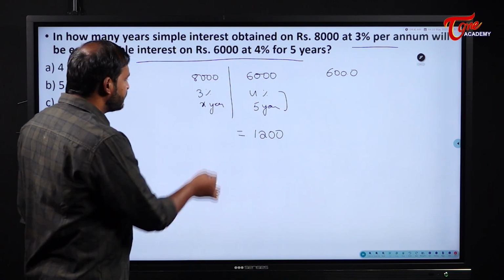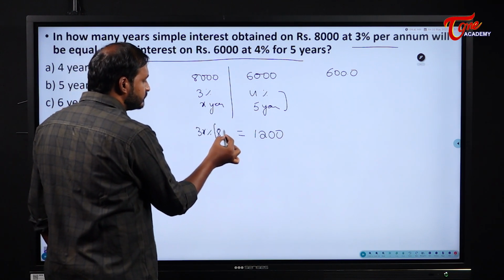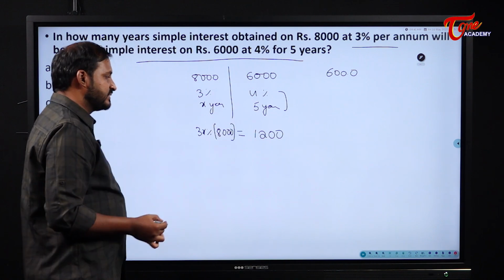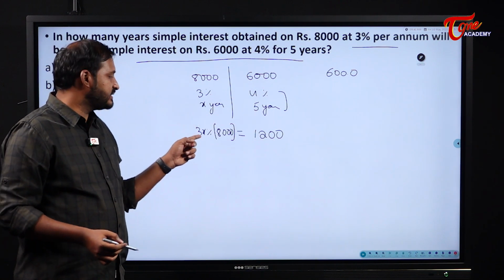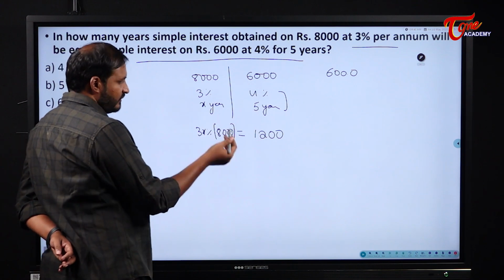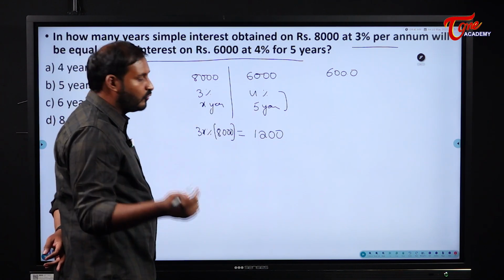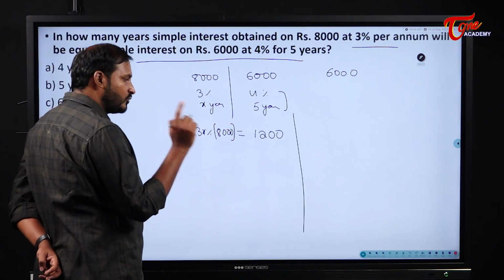Now what happens to this one? Interest earned in this concept will be 3x percentage of 8,000. Why 3x percentage? Because TR here means 3 into x. That is 3x percentage of 8,000. In this case, we can do it in two ways, students. Please observe, I will tell you both ways.